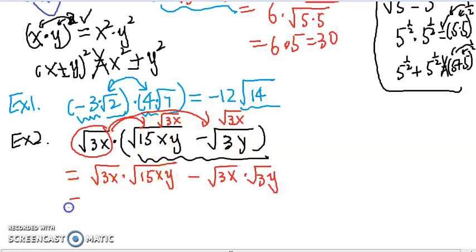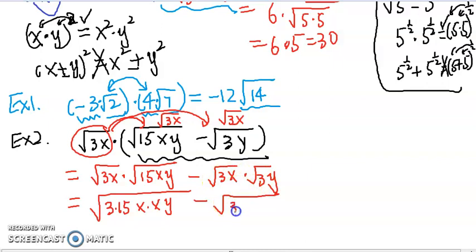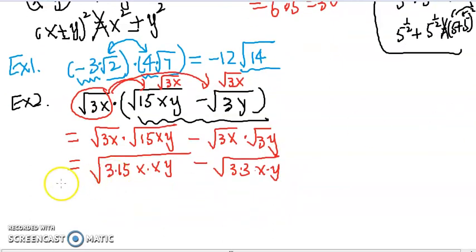Okay, next we're going to multiply. For multiplication, we can multiply the numbers with the variables within the radical sign. Let me put the numbers together, 3 times 15, and put the variables together, x times xy. And subtract 3 times 3 and x times y. Now let's simplify each radical.